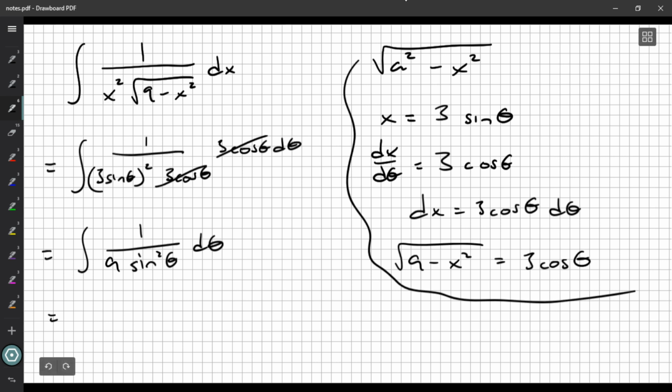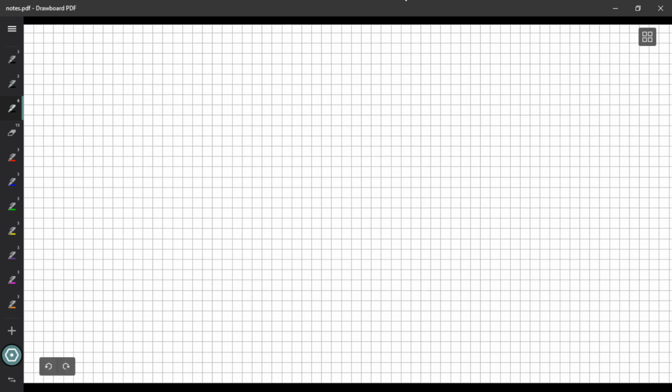I'm going to pull out the 1 over 9. And we're left with 1 over sine squared theta. You could write that as 1 over sine theta, all squared. And the reason we do this is that 1 over sine theta is a trig function that we should know. It's cosecant. So we're looking at 1 over 9 cosecant theta squared.